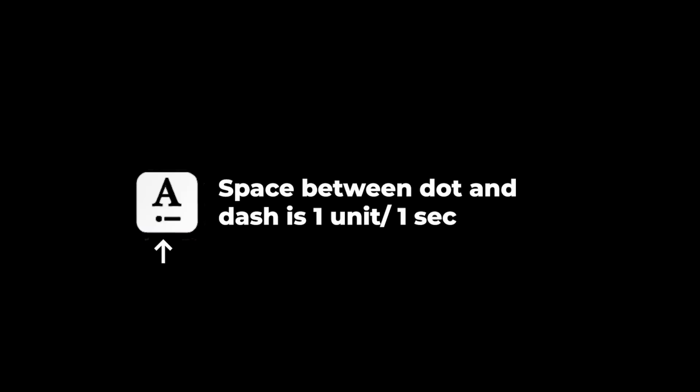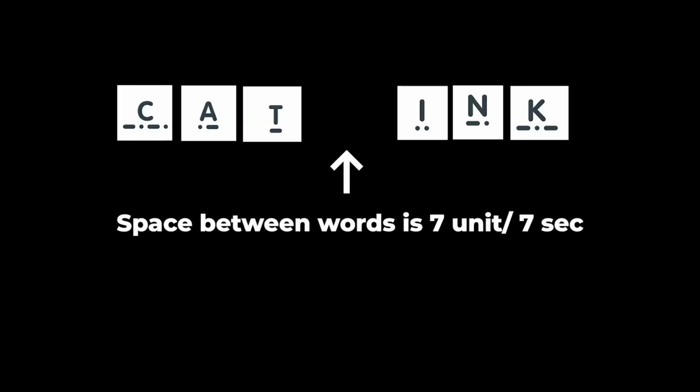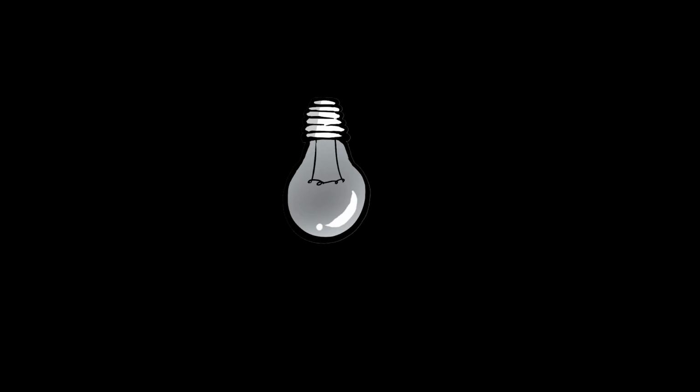The space is shown by not flashing the light. The space between parts, that is dashes and dots of the same letter, is 1 unit or 1 second. The space between letters is 3 units or 3 seconds. And the space between words is 7 units or 7 seconds. Now let's switch on the lights.